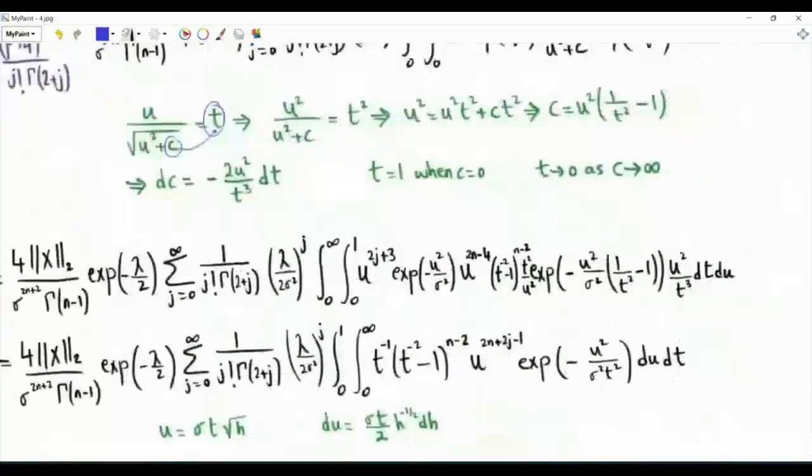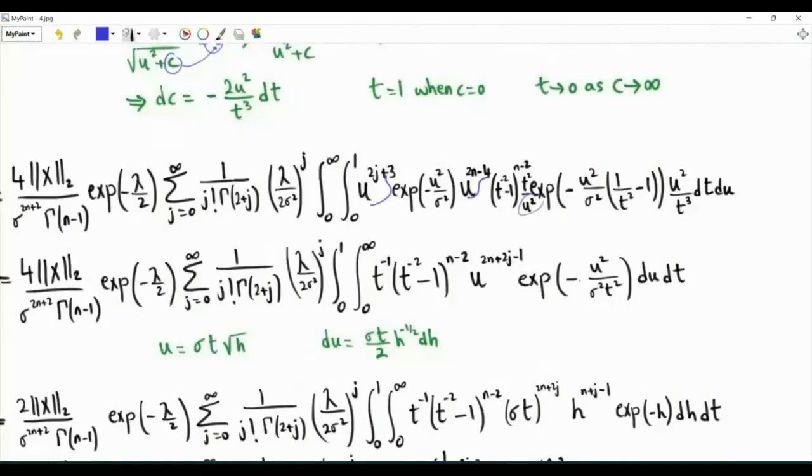Now, in terms of the variables u and t rather than u and c, the integration with respect to u is still from 0 to infinity. The integration with respect to t is from 0 to 1. We write down our stuff. We collect the terms. For example, here we have u to the power something. Here is a u squared that will go with this u squared and so on. So we make sure that we gather the similar terms and we end up with this double integral.